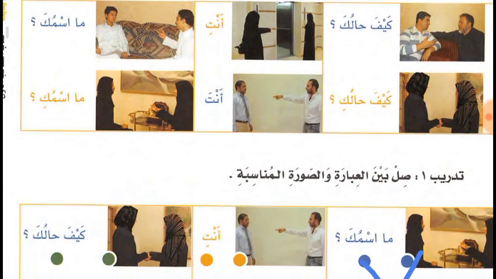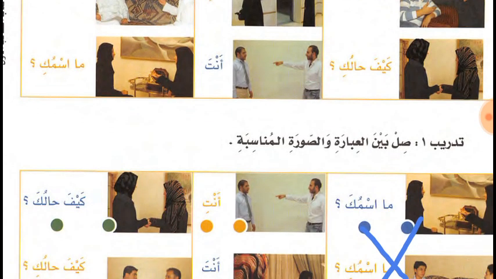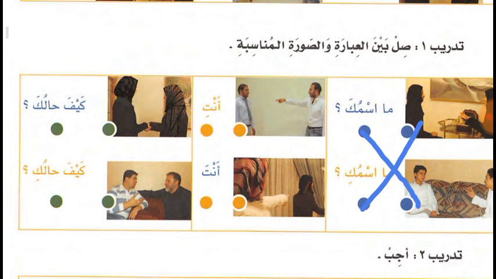Okay. Then we have the Tadrib al-Awwal. First word is Tadrib, then al-Awwal, one in Arabic, is written like this. So Tadrib al-Awwal, first exercise.